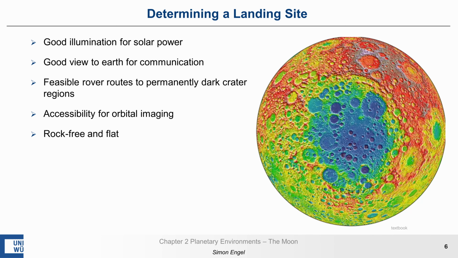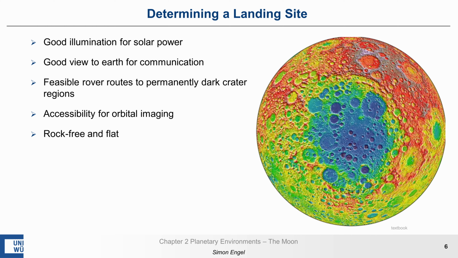Let's say our mission goal is to find and sample water ice in the crater regions with a planetary rover. Then we have several requirements that need to be fulfilled. First of all, we need good illumination to generate solar power, which we obviously need to operate our rover. Then the rover needs a good view to Earth for us to communicate with the rover. If this is not the case, we could potentially also use some kind of communication satellite in the moon's orbit or relay stations on the surface.